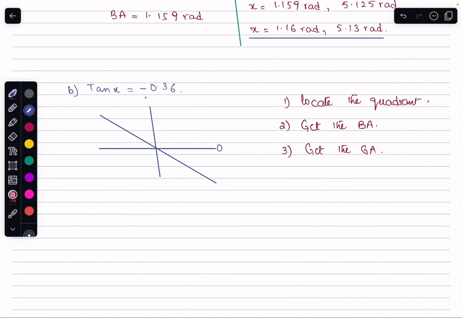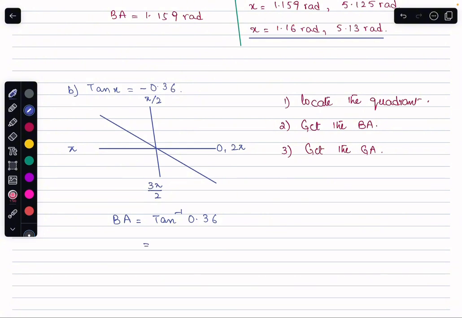Let's write all the radian values, the axis values: 0, pi by 2, pi, 3 pi by 2 radian, and then 2 pi. The second step is to get the basic angle. Now we are done with the negative part. We have located the quadrant with respect to the negative part. To find the basic angle, I'll simply say it's tan inverse 0.36.